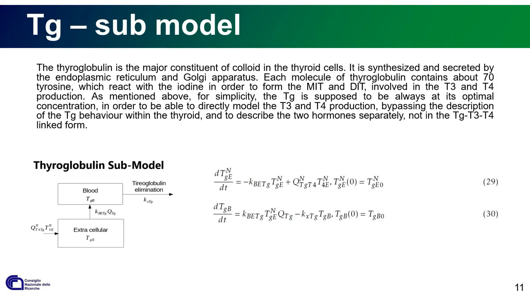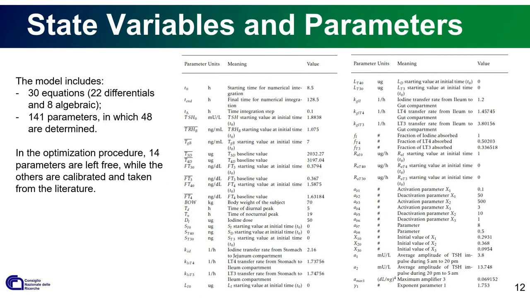In this slide, we have the thyroglobulin submodel, composed by two simple equations. TGN, that is the thyroglobulin in the extracellular compartment, and TGB, that is the thyroglobulin in the blood compartment. The model includes 30 equations, 22 differential and 8 algebraic, and 141 parameters, of which 48 are determined, and in the optimization procedure, 14 parameters are left free, while the others are calibrated and taken from the literature.